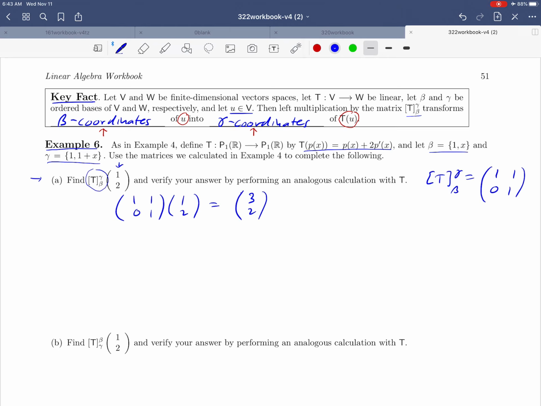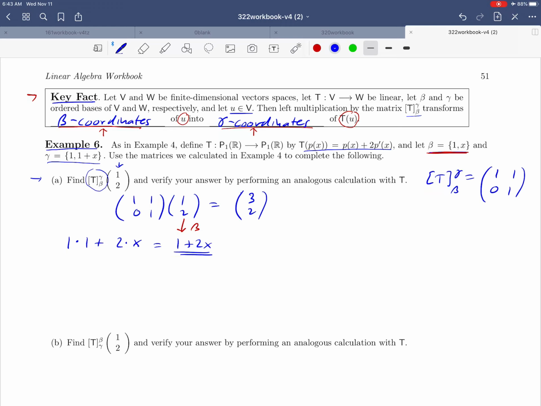Now, what does this calculation mean? Here we're going to refer up to our key fact. Notice that this matrix is supposed to take us from beta coordinates to gamma coordinates. So we're going to interpret this first vector, 1, 2, as coordinates on our basis beta, which is 1 and x. We take the 1 and the 2 and use those as coefficients on those vectors in beta one at a time. So 1 times 1 plus 2 times x, and you just get 1 plus 2x.